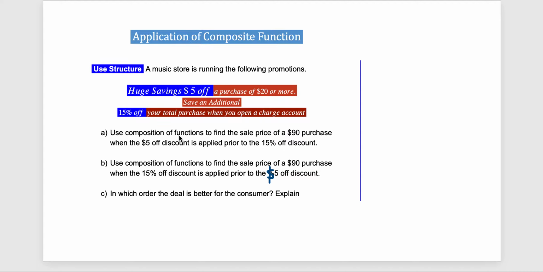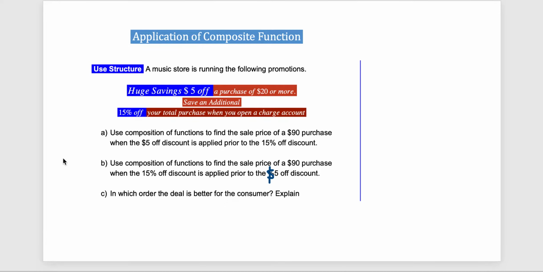A. Use a composition of functions to find the sale price of a $90 purchase when the $5 off discount is applied prior to the 15% off discount. B. Use a composition of functions to find the sale price of a $90 purchase when the 15% off discount is applied prior to the $5 off discount. In which order is the deal better for the consumer?